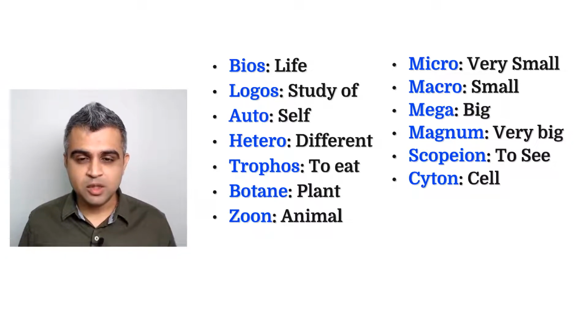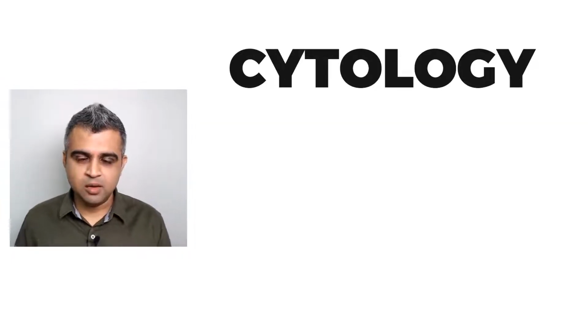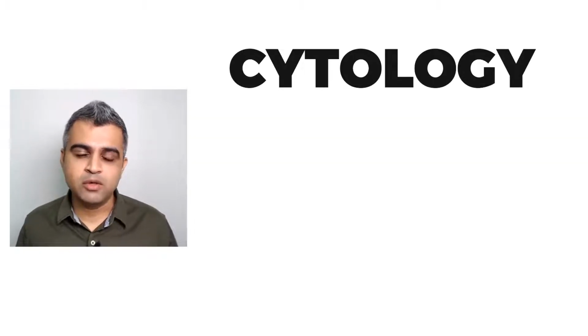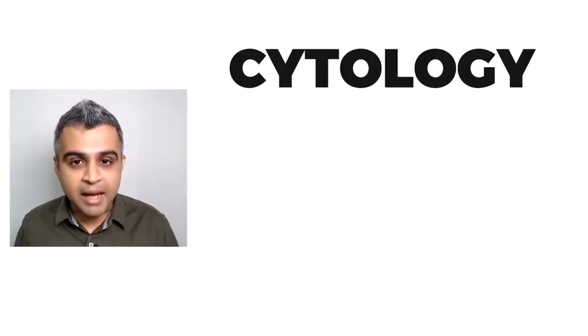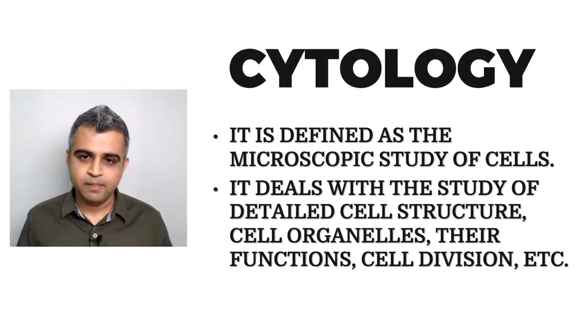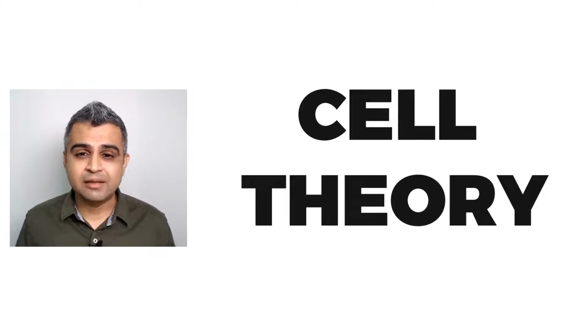So this brings us to our next definition, which is cytology. So what do you think is cytology now? Cyton is cell, logos is study of, so cytology is study of cell. But study of cell would not be possible without a microscope. So it is not just study of cell, it is microscopic study of cell. It deals with the study of detailed cell structure, cell organelles, their function, cell division, etc. So now you know what is cell, and you also know what is cytology. This brings us to our next topic for today, which is the cell theory.